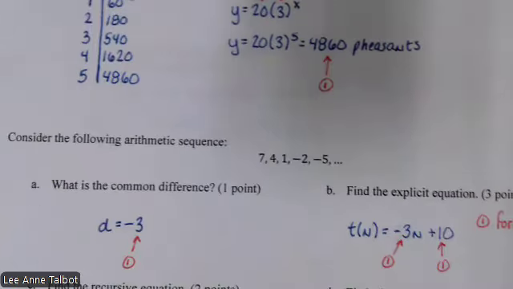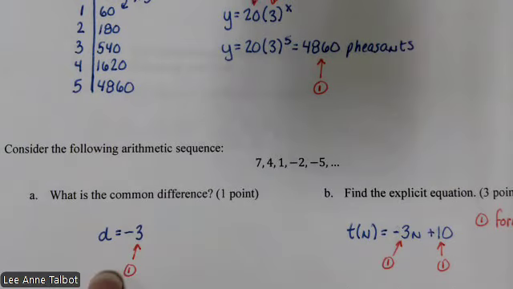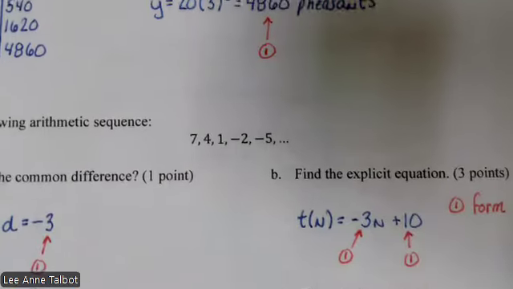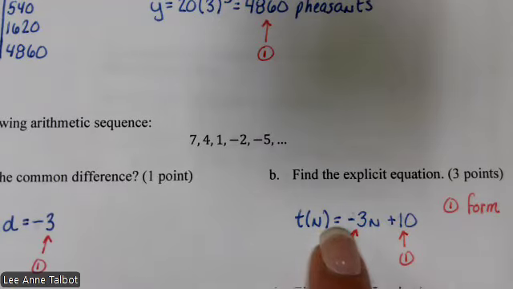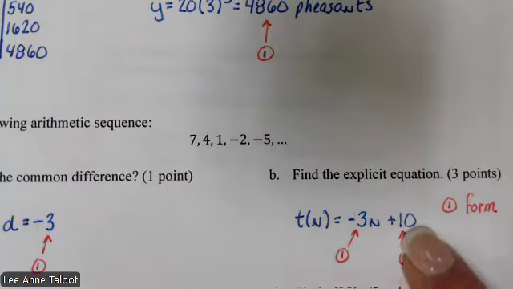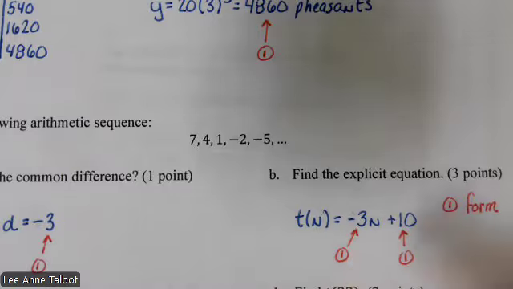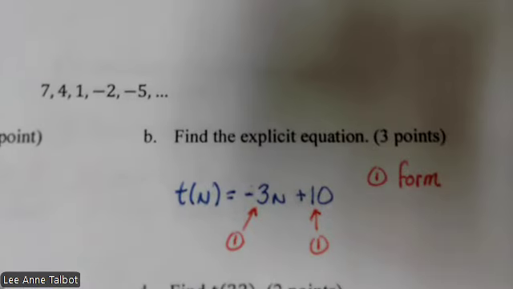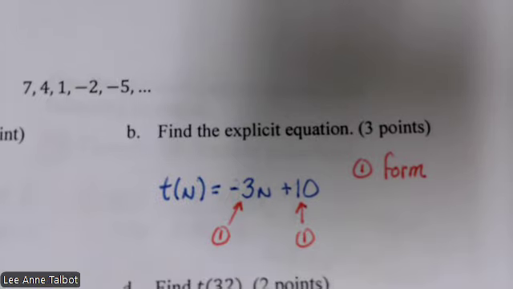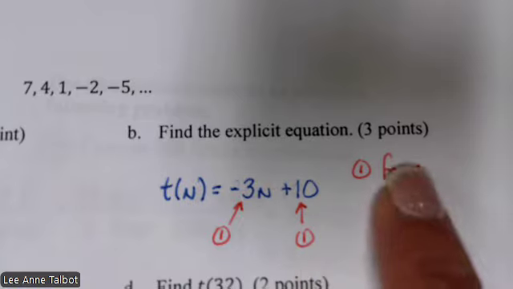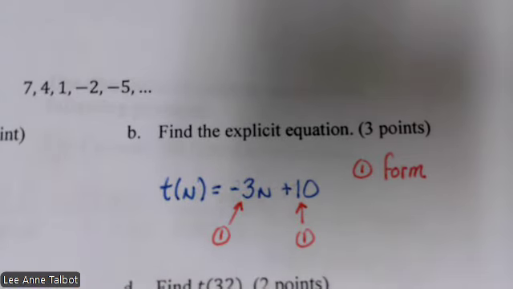Number 2. A is just 1 point. It's -3. B is 3 points. Okay, so there's 1 point for having -3, 1 point for having 10 for term 0, and 1 point for it being in the correct form, which is T of n equals dn plus T0. So 1 point for -3, 1 point for 10, and 1 point for it being in the correct form.